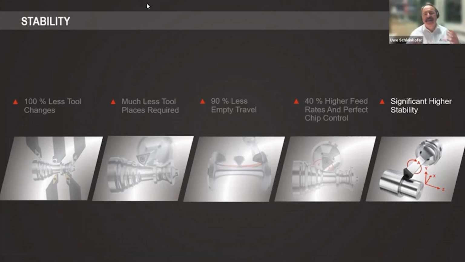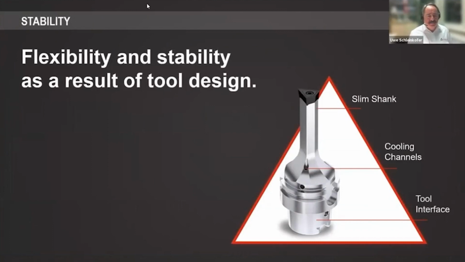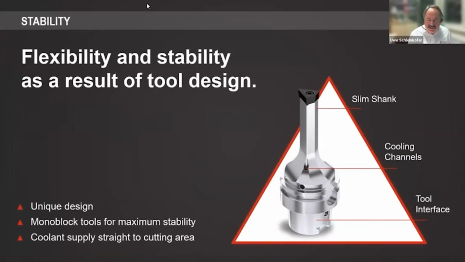And I'd like to describe to you a little bit why it is that way compared to a conventional turning tool. So as I mentioned, we have a unique design. We have a slim shank. We have the insert on top, and this is pretty long. And we have cooling channels, of course, where we can spread the fluid on the flanks of the insert, where it's most efficient during the application. And you have the tool interface.